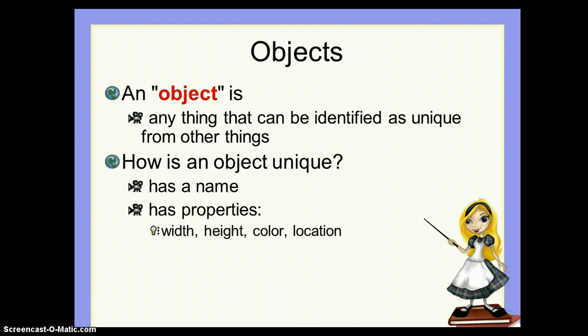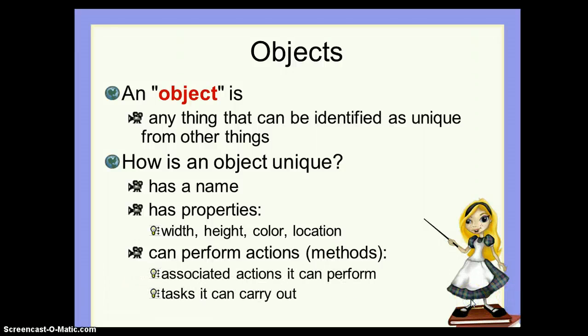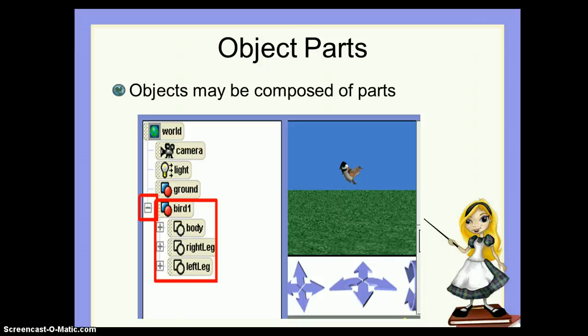The kind of properties we talk about, as it says, are width, height, color, location, and every object can perform some actions, and we call these actions methods. The methods are just things that the bird or your object could do, and tasks it can carry out. We'll get into that in a lot more detail.